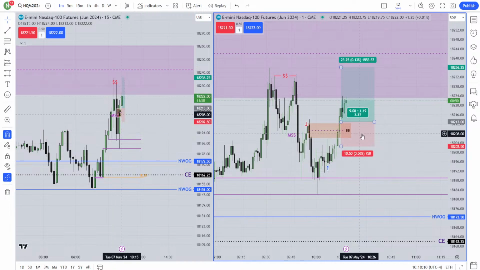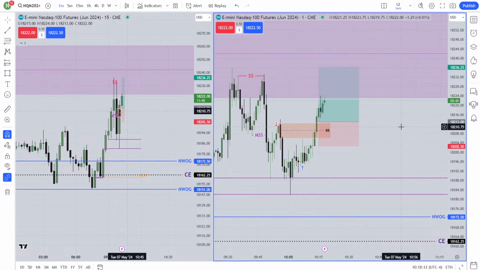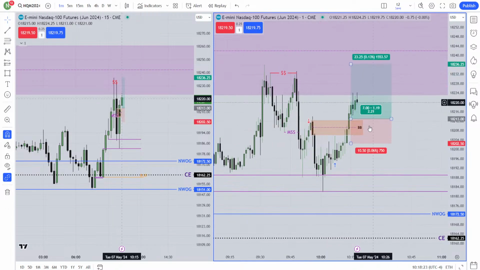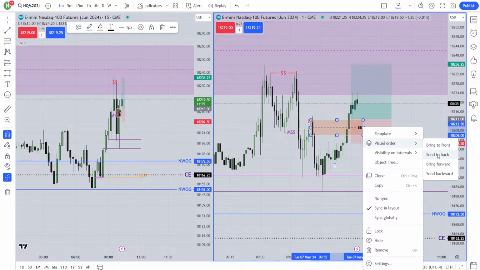Now, can I take this entry? If you want to take that entry, it depends on you. Are you really able to take that 10 handle stop loss? Are you able to take that one? If you can, please go for that. If you ask me, I'm not interested at all.